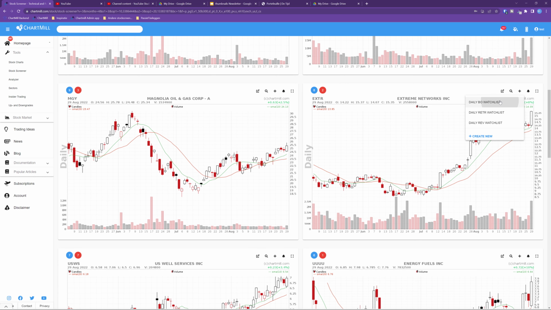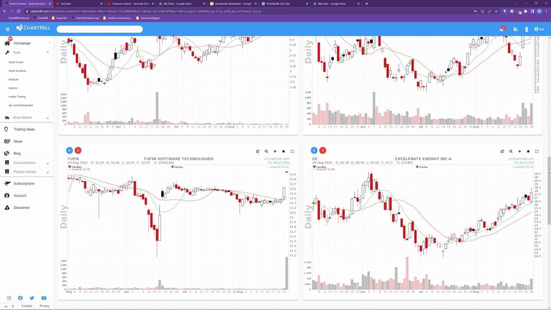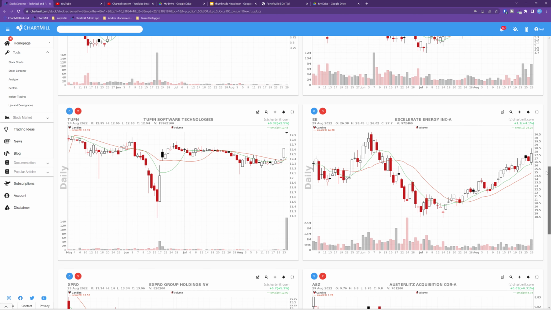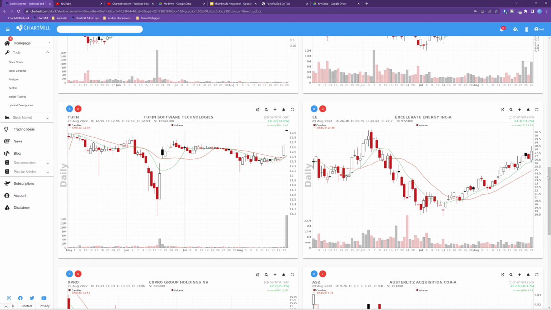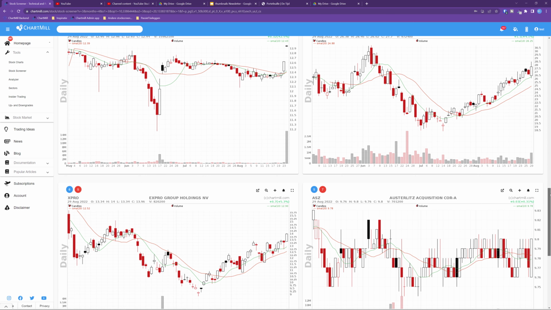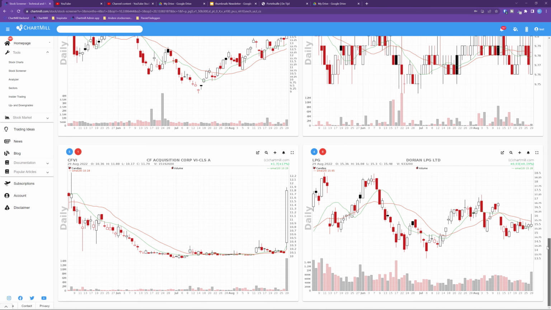Extreme Networks, and then that's a fairly big gap, so I don't consider this as a breakout. It's an upward trend. So this is a breakout, Expro Group Holding. It's an ascending triangle. So adding it to the watch list. That's about it.